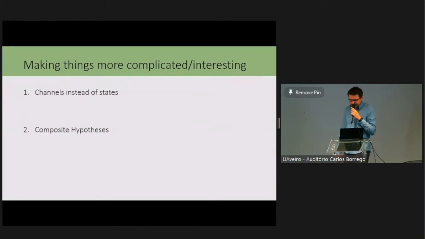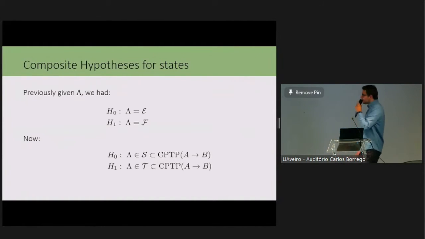And that was my section on using channels instead of states. Now the next part, which could make this problem more interesting and maybe more relevant, is to use composite hypotheses. What do I mean by composite hypotheses? Previously, given an unknown channel, we said that it was either going to be a channel E or a channel F. Now we want to generalize this to the case where your hypotheses just say that your channel comes from a set of channels. This is obviously a strict generalization, because your set could just contain one element, but it also makes the problem a lot more general, where you don't really have to know specifically what you're going to get.